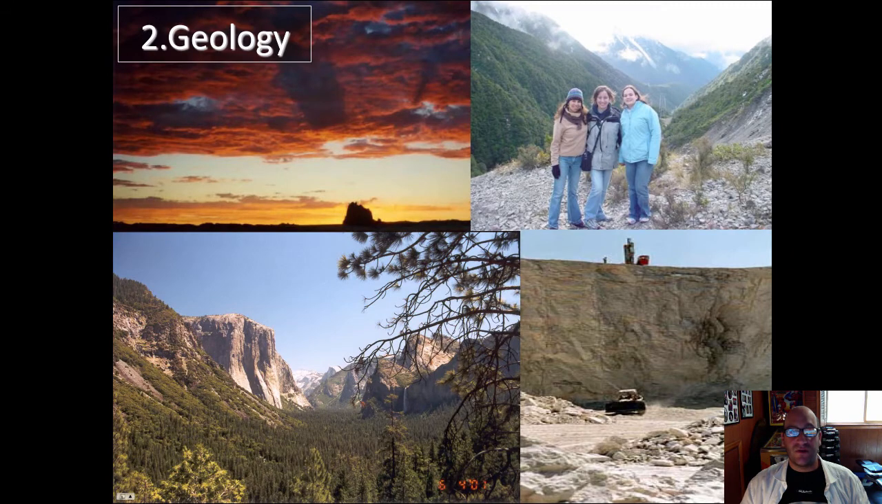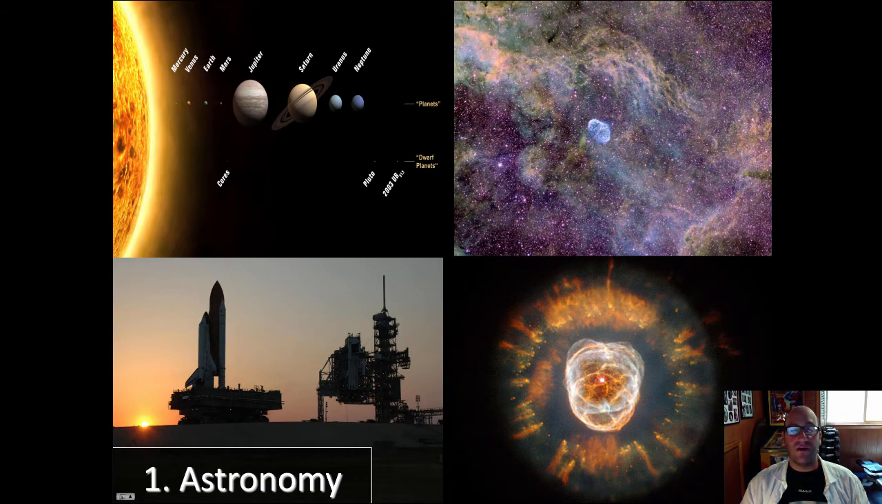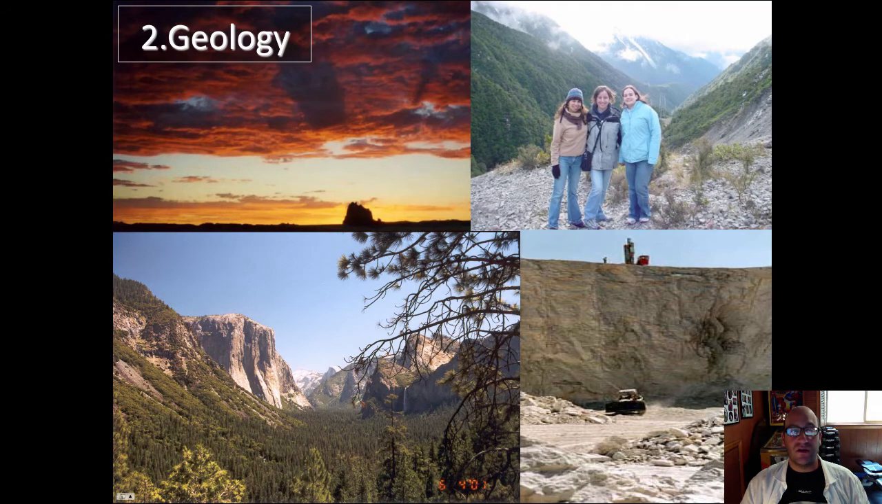Next branch of Earth science that we're going to study is called geology. This is the study of the origin and the history of the physical Earth. This is where we're going to spend most of the year. After our unit in astronomy, we're going to jump right into geology, and we'll spend most of our year in geology until we get to meteorology.